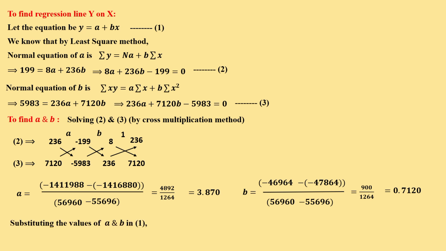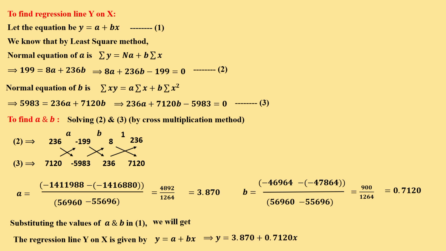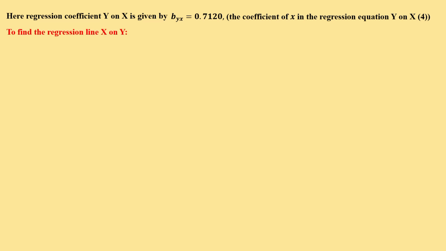Therefore, substituting the values a and b in 1, you will get the equation, right? The regression line y on x is given by y is equal to a plus bx, y is equal to 3.870 plus 0.7120x. That is equation number 4. Now next we are going to find regression coefficient, that is byx, right? That is the coefficient of x in the previous equation, the fourth equation. So you write the number nearby x.